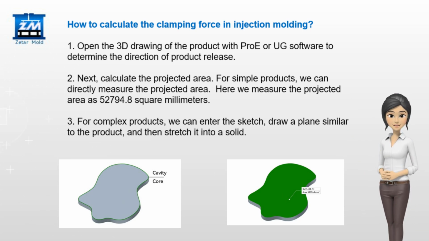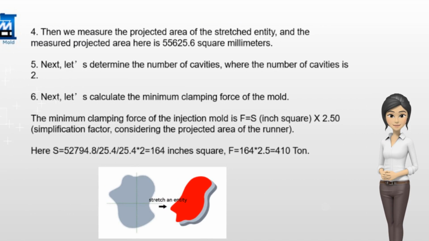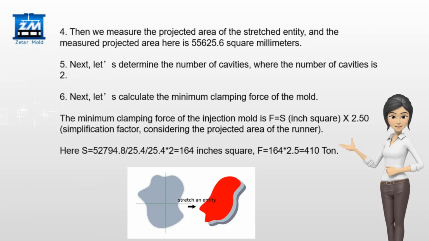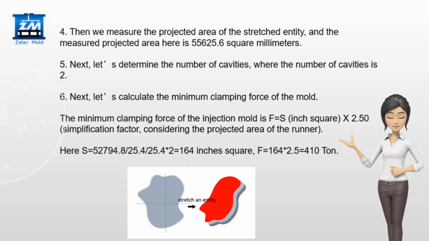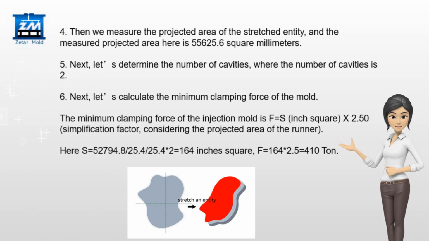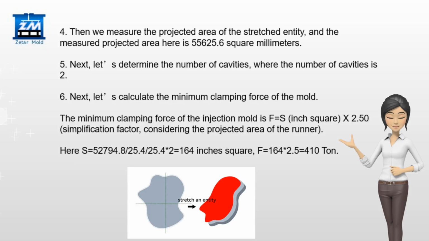52,794.8 square millimeters. 3. For complex products, we can enter the sketch, draw a plane similar to the product, and then stretch it into a solid. 4. Then we measure the projected area of the stretched entity. And the measured projected area here is 55,625.6 square millimeters. 5. Next, let us determine the number of cavities, where the number of cavities is 2.